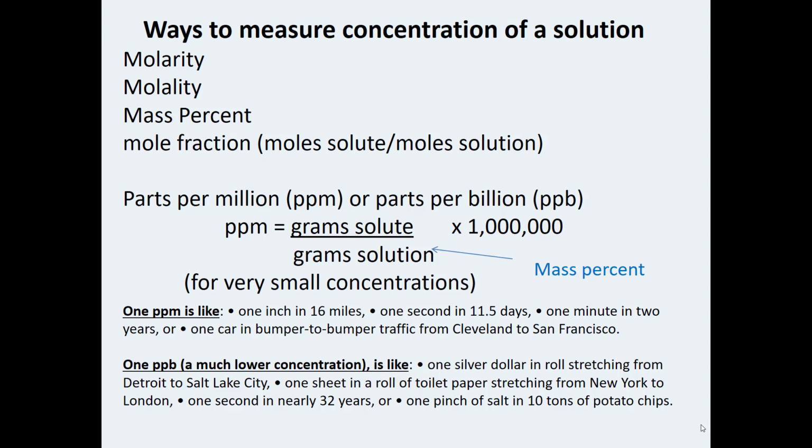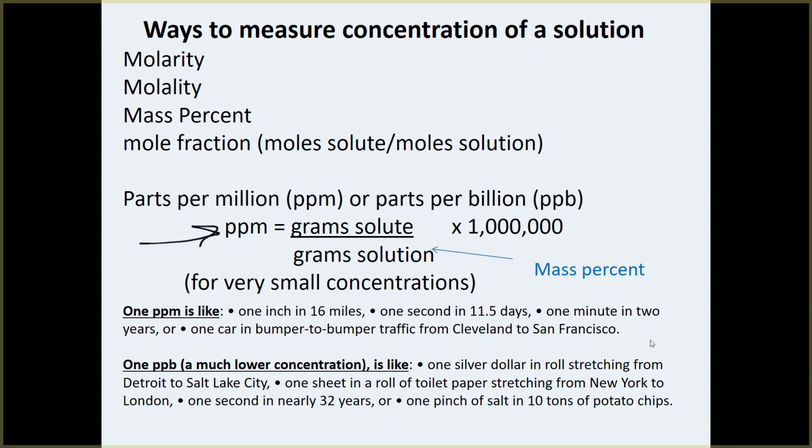So parts per million and parts per billion are usually used for contaminants in the environment or to represent some sort of pollution. It is a very, very small amount, and it's kind of like mass percent, but instead of multiplying by 100, you end up multiplying by a million for parts per million or a billion for parts per billion. If you look right here, parts per million, grams solute divided by grams of your solution. So that's your mass percent. And if I multiply it by a million, then this would be my parts per million. So again, these are for really, really small concentrations.